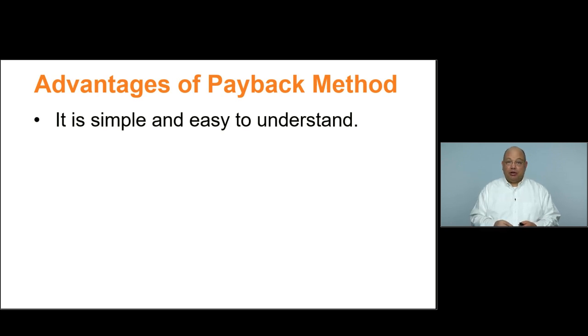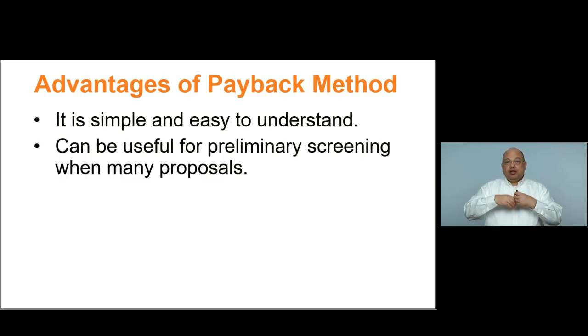And because it's simple, it's very useful to be used as a preliminary screening when we have a whole lot of proposals in front of us. We might say very simply, payback period needs to be 3 years or less, 5 years or less. And so right away we're able to say, okay, this project does not have a payback period that's fast enough, so we're going to exclude it.